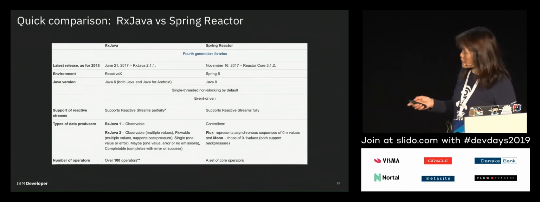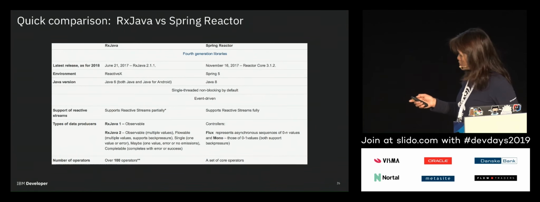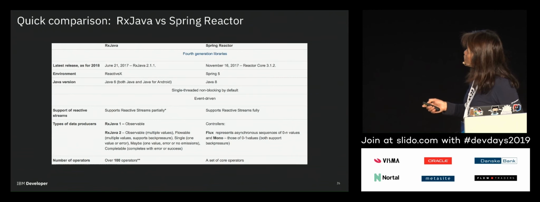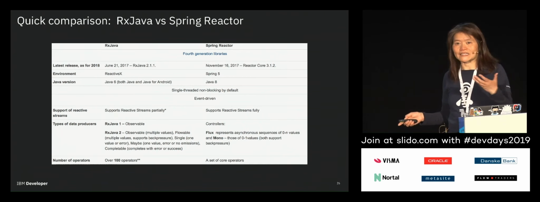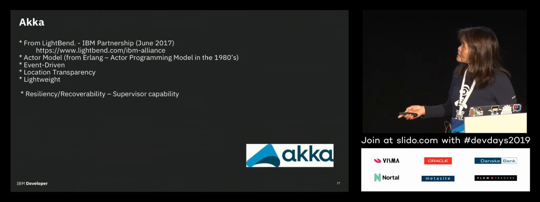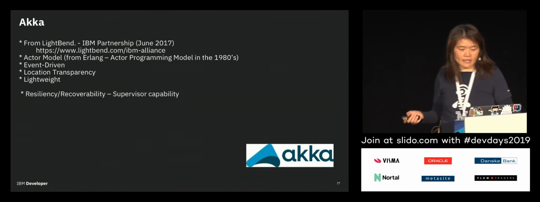And also a very quick comparison between the two, but I think I already talked about most of it. Essentially, the differences are that Spring Reactor makes use of Flux and Mono, and RxJava 2 has Observable and Flowable and back pressure. Okay, and I have my slides available too. So now I'll go into talking about Akka.